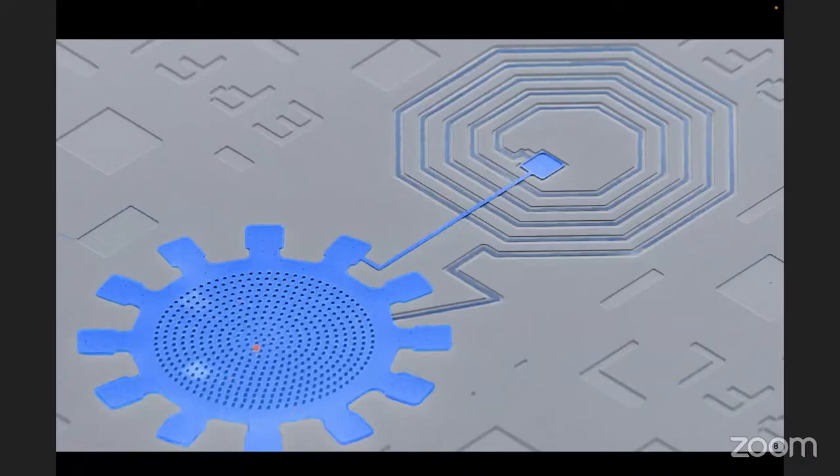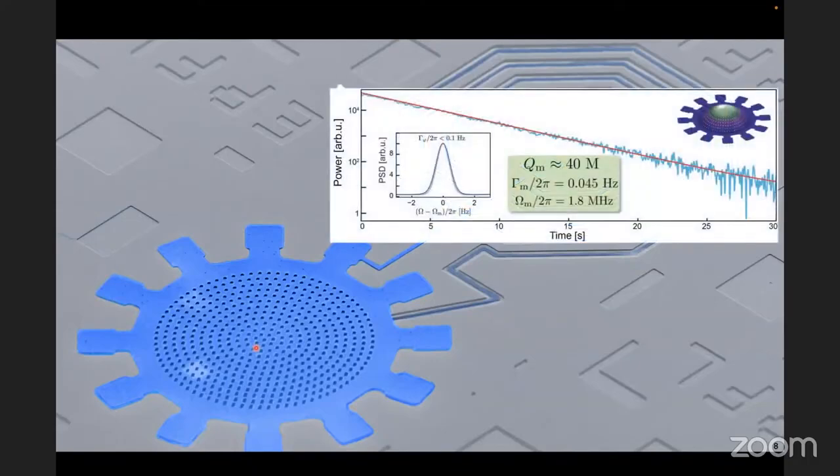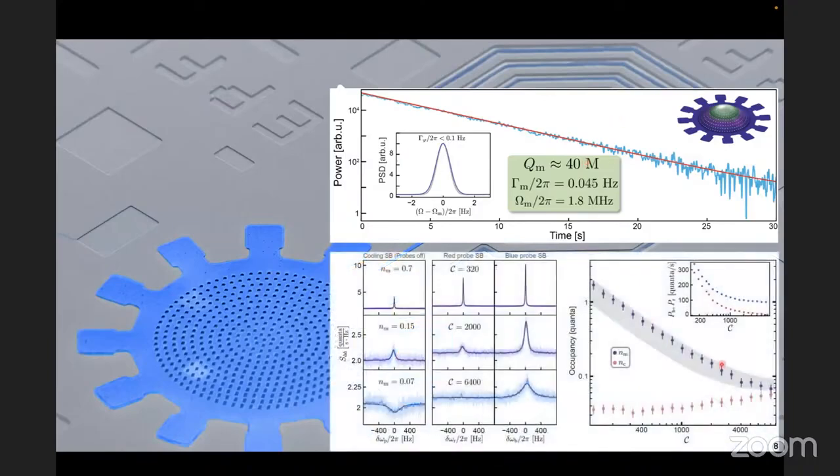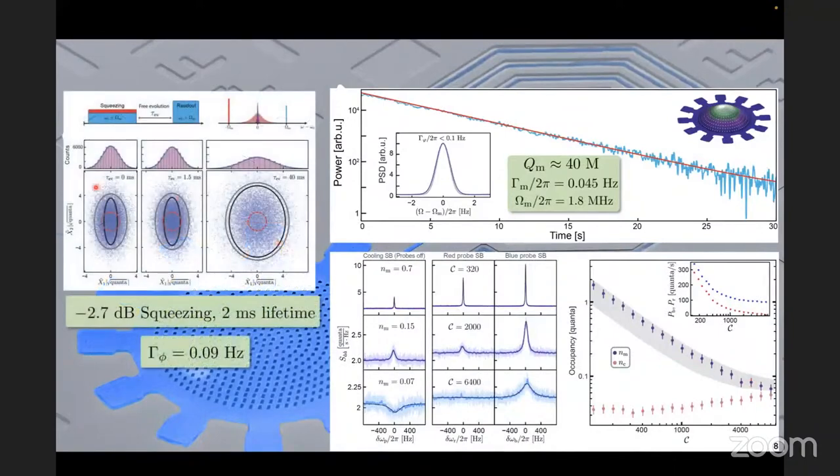The diameter of this is close to a human hair, maybe not mine, and this behaves extremely well. You can excite the system and measure the ring down, and it will go on for 40 million oscillations. So the quality factor is tens of millions. And we are able to cool the system down to its ground state. But even further, as I mentioned before, we can squeeze the system below vacuum, and when we turn off the squeezing pump, we can track the dynamics and see that it remains squeezed below vacuum for 2 milliseconds.